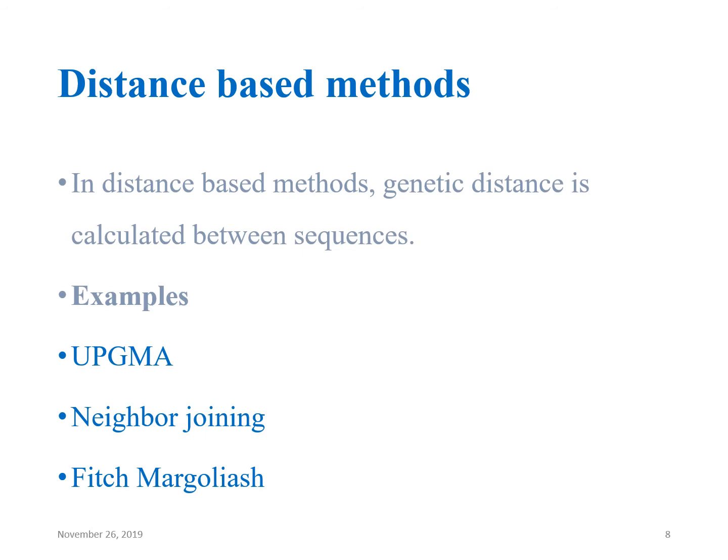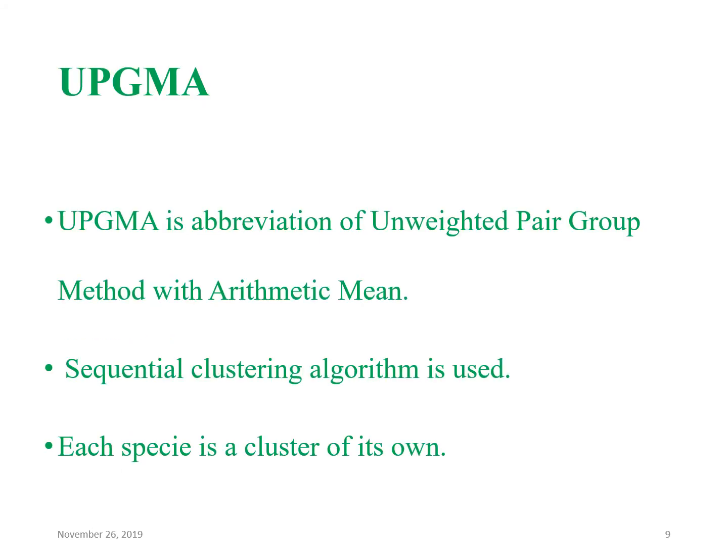Distance-based methods are those methods in which genetic distance is calculated between sequences. These methods use multiple sequence alignment. Examples of distance-based methods are UPGMA, neighbor joining, and the Fitch-Margoliash method. Coming towards our first method, UPGMA. UPGMA is a kind of distance-based method. It is an abbreviation of unweighted pair group method with arithmetic mean. In this method, a sequential clustering algorithm is used, and each species is considered a cluster of its own. It usually gives a rooted tree.